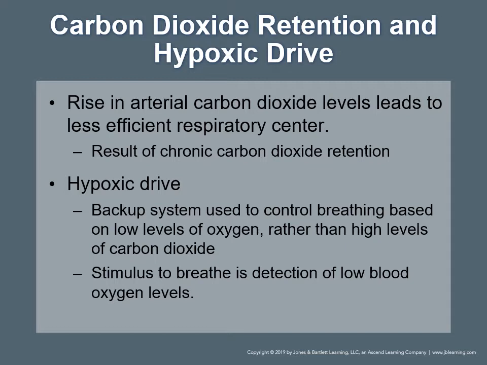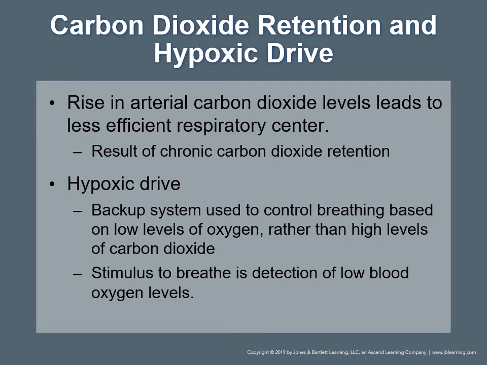Carbon dioxide retention and hypoxic drive. The level of carbon dioxide in the arterial blood can rise for many reasons. Various types of lung disease may impair the exhalation process. The body may produce too much carbon dioxide temporarily or chronically, depending on the disease or abnormality. If arterial carbon dioxide levels rise slowly to an abnormally high level and remain there, the respiratory center of the brain may work less efficiently. The failure of those centers to respond normally to a rise in arterial levels of carbon dioxide is a result of chronic carbon dioxide retention.